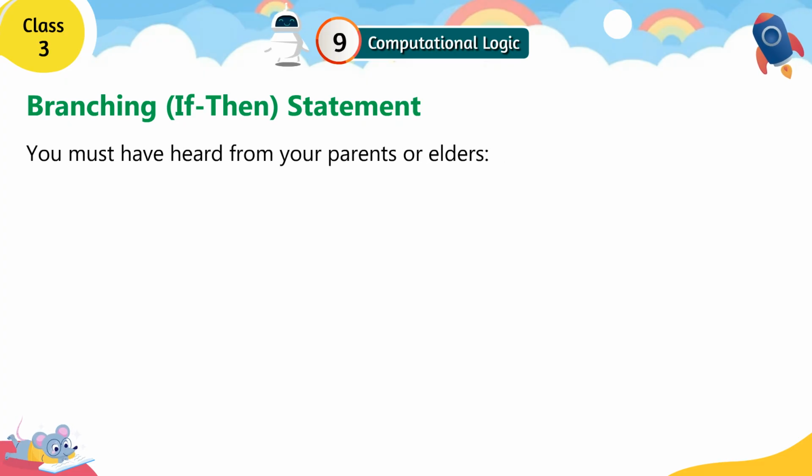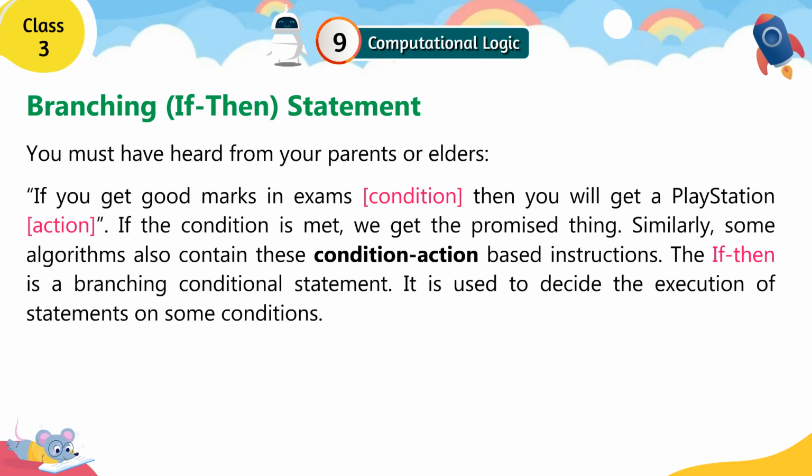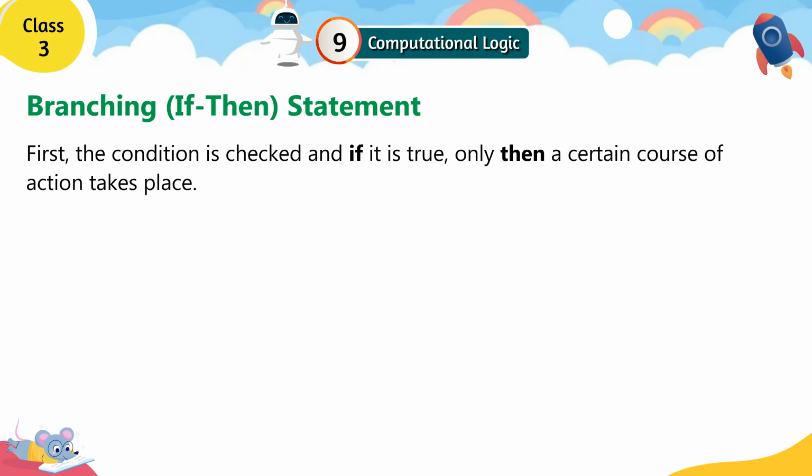Branching, if-then, statement. You must have heard from your parents or elders, if you get good marks in exams, condition, then you will get a PlayStation, action. If the condition is met, we get the promised thing. Similarly, some algorithms also contain these condition-action-based instructions. The if-then is a branching conditional statement. It is used to decide the execution of statements on some conditions. First, the condition is checked, and if it is true, only then a certain course of action takes place.